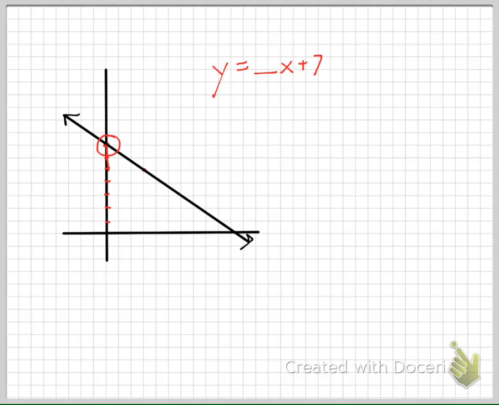So if I do this, from this point to this point, I'm rising -2, and I'm running +3. So I have a rise of -2 and a run of 3. So I get -2/3, and that's already in simplified form. So my equation for this line would be y equals -2/3 x plus 7.